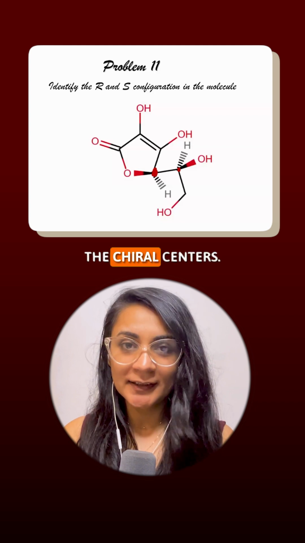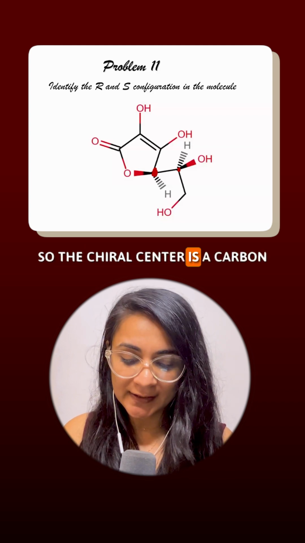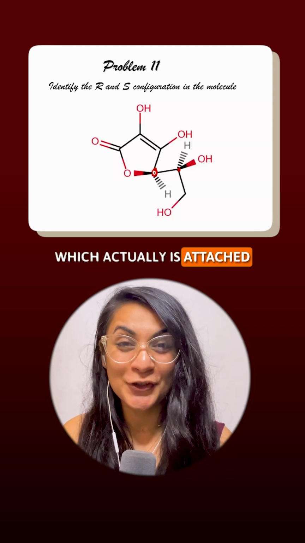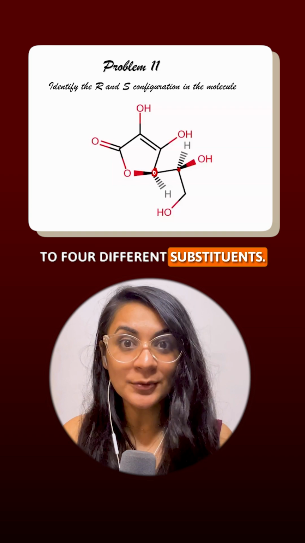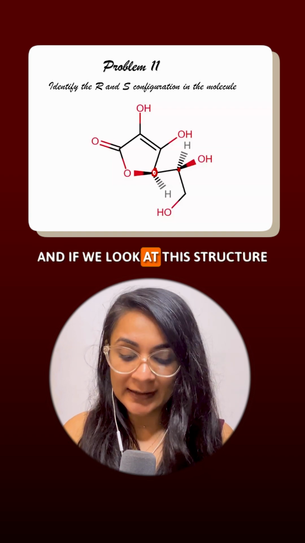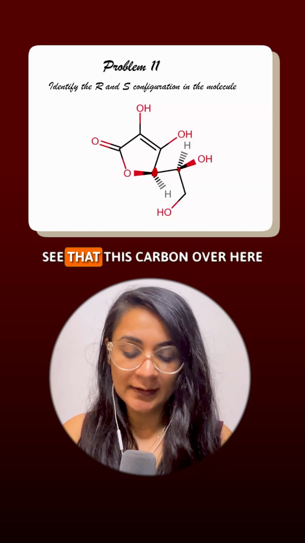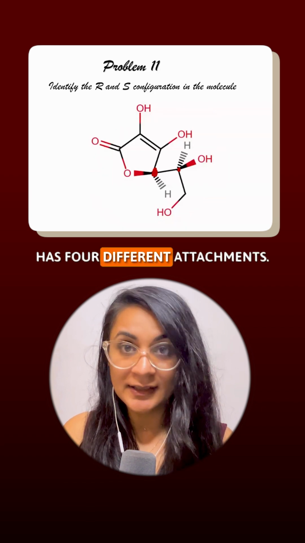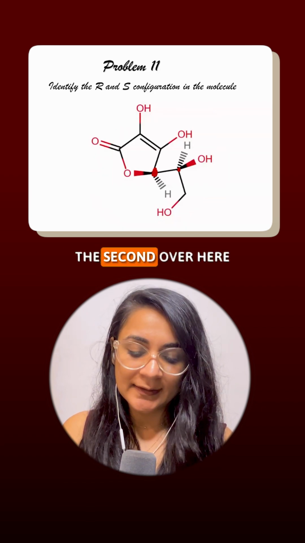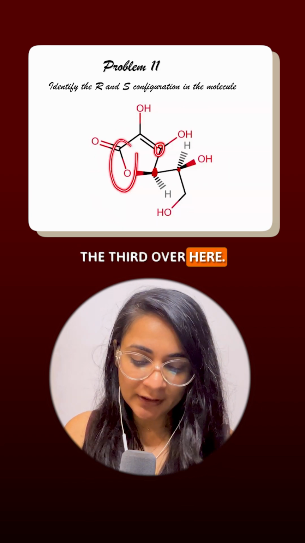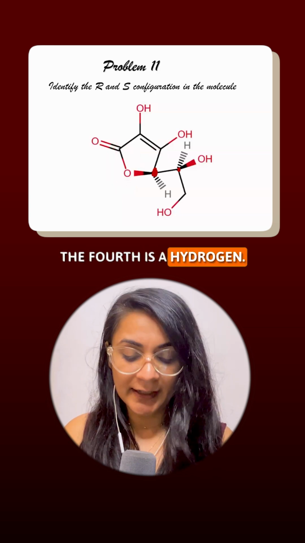So let's identify the chiral centers. A chiral center is a carbon which is attached to 4 different substituents. If we look at this structure over here, we do see that this carbon has 4 different attachments: one over here, the second over here, the third over here. The fourth is a hydrogen.